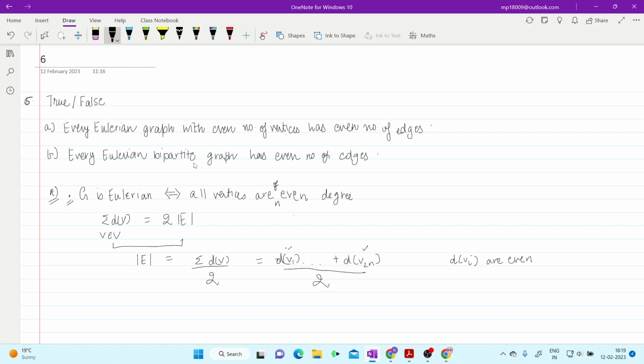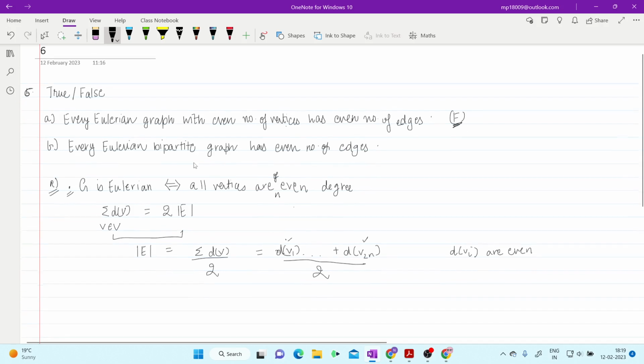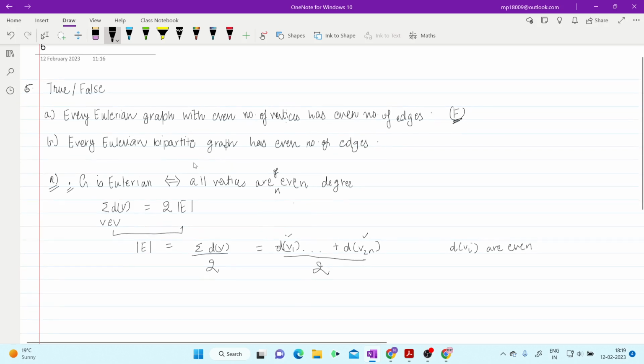Ma'am, if G is Eulerian, all vertices are of even degree, so their sum is even. Divided by 2, it may be odd, I'm not sure, but it need not necessarily be even. So this statement can be false, and from this we cannot directly conclude it is even. Since we cannot directly conclude it's even, let's try to find a counter example.